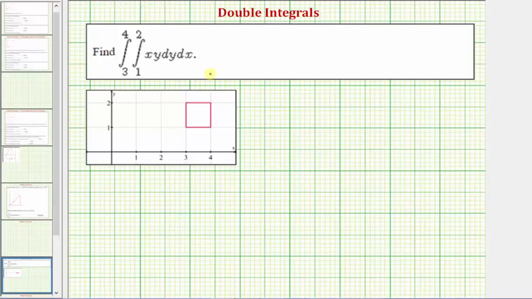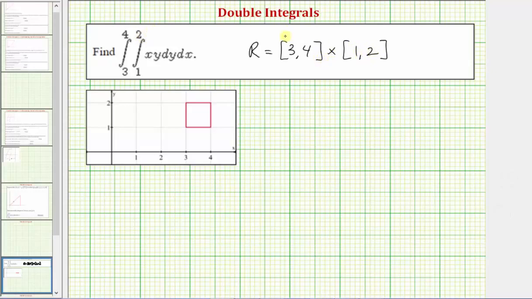We want to evaluate the given double integral. Let's first take a look at the region of integration. So the region R is equal to... when we give the region of integration, we usually give the interval for x first, then the interval for y. Looking at the order of integration, notice how the interval for x would be the closed interval from 3 to 4. The interval for y would be the closed interval from 1 to 2.